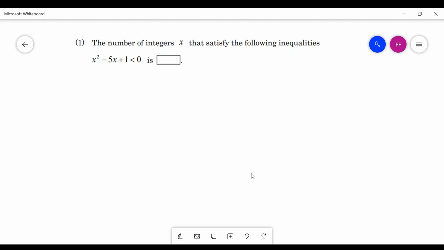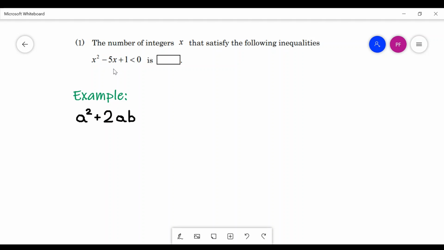In the first exercise, find the number of integers x that satisfy the following inequality: x squared minus 5x plus 1 less than 0. This exercise is not very difficult, but we have to know how to complete the square. Completing the square makes a perfect square binomial. But what works better than an example?